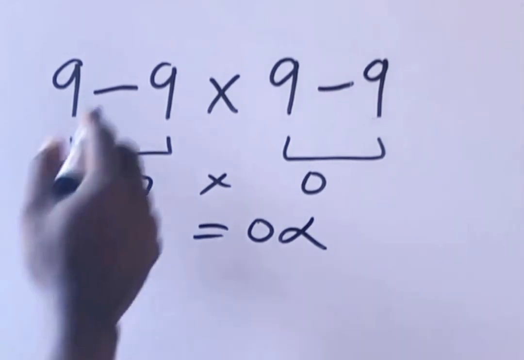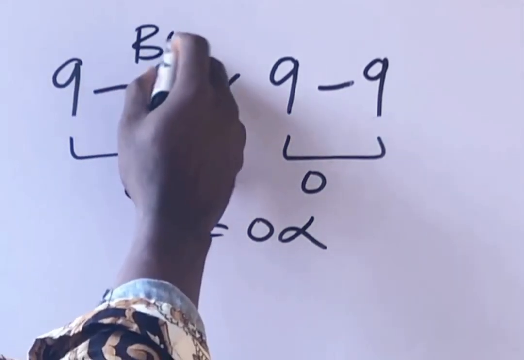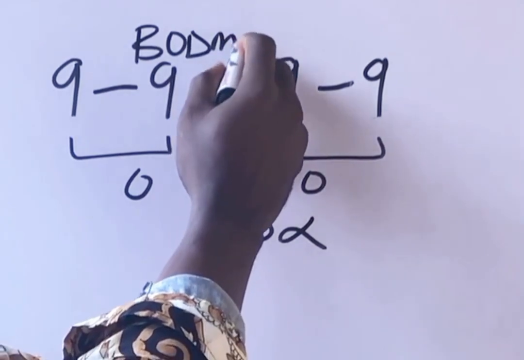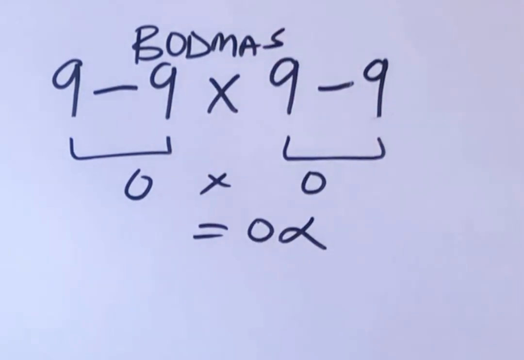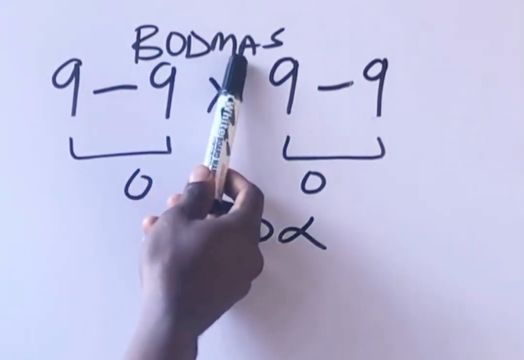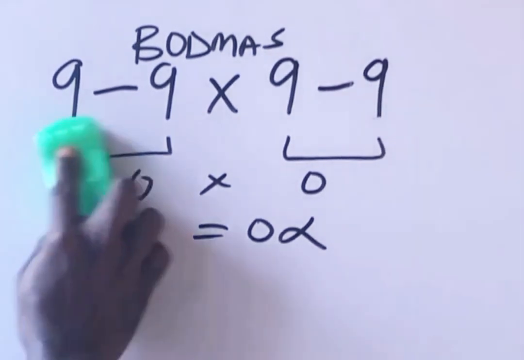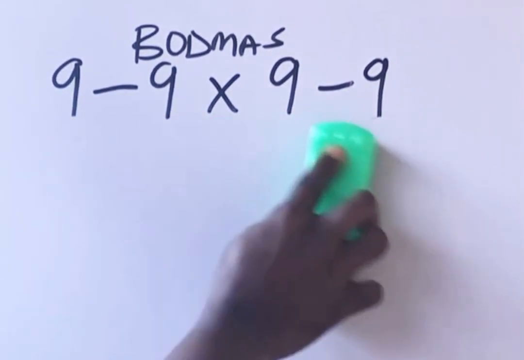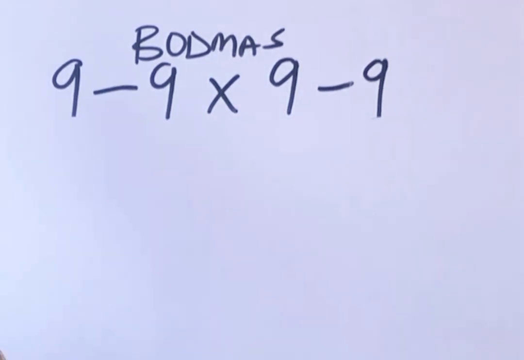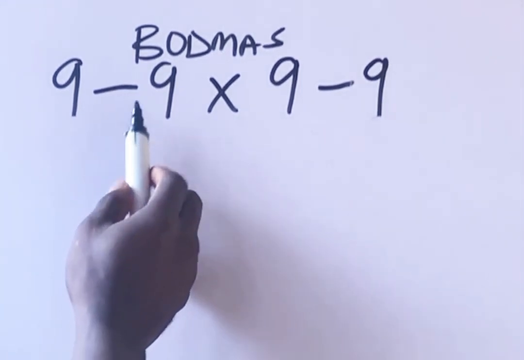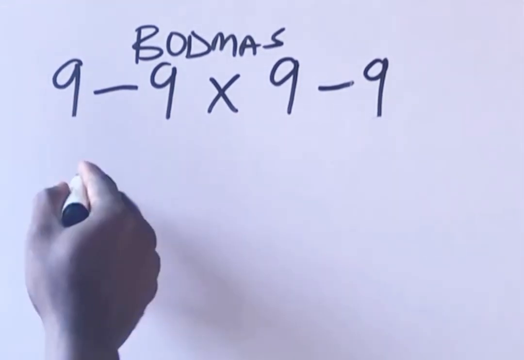According to order of operation, we have to first of all solve what is inside the bracket. Then before division, multiplication, addition, subtraction. So let's see the correct answer. Now, we have to rewrite this question like this.